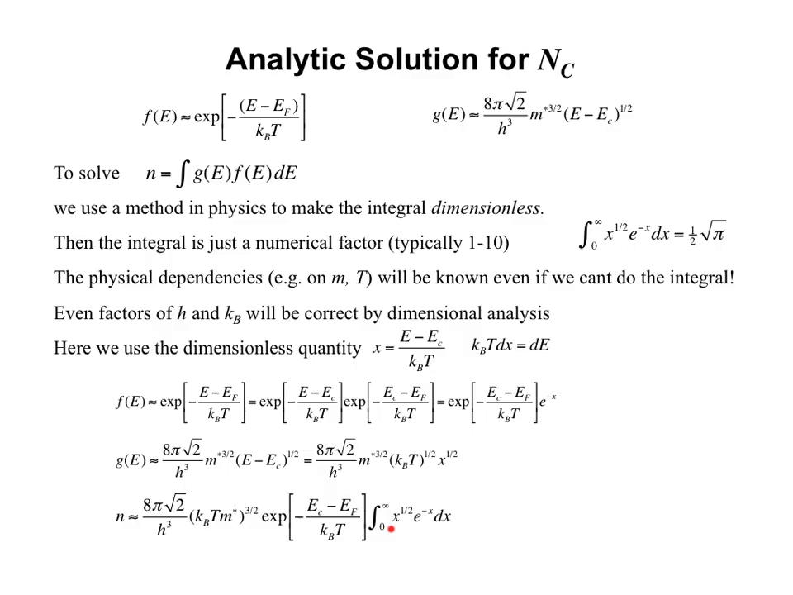The integration is now x to the 1/2 e to the minus x from 0 to infinity, because the energy went from 0 to infinity, and so does x. This definite integral is a dimensionless quantity that we can look up, and it turns out to be 1/2 of the square root of pi. Putting all of these constants together gives us the equation we had before, which we summarize in the next slide.